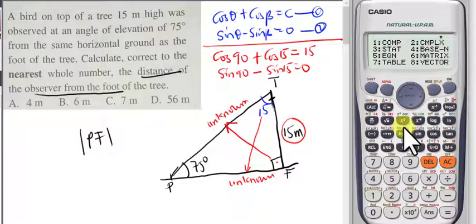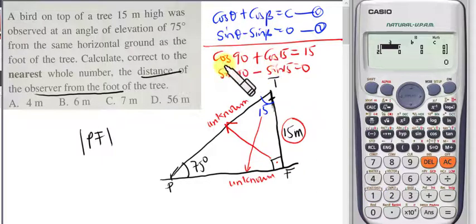So we press mode, we choose equation 5, then we choose 1, that is simultaneous equation in 2 variables. So the first thing we type is cos 90. Of course it is zero, but let's type cos 90. You know it already. Cos 90, we press the equal sign. Then cos 15, and we also press 15 here. So we're done with the first equation.